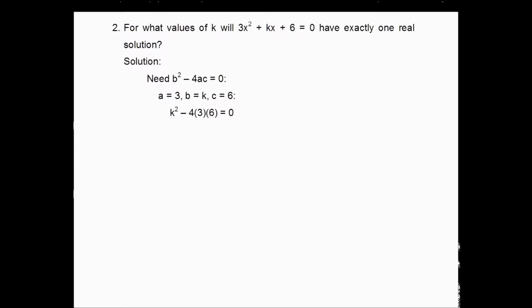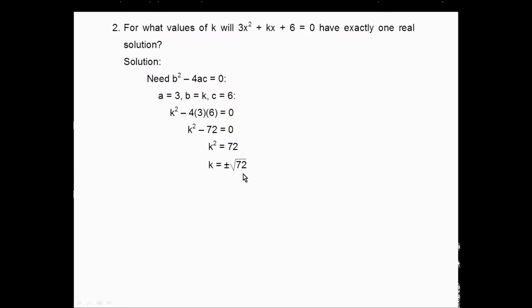Okay, plug them in and see what happens. I'm going to have k squared minus 4 times 3 times 6 equals 0. Okay, 4 times 3 is 12, 6 times 12 is 72. So I've got k squared minus 72 equals 0. Notice I can make this look like something squared equals a number by simply moving the 72 to the other side. So I've got k squared equals 72. Do your square roots. Don't forget the plus or minus.